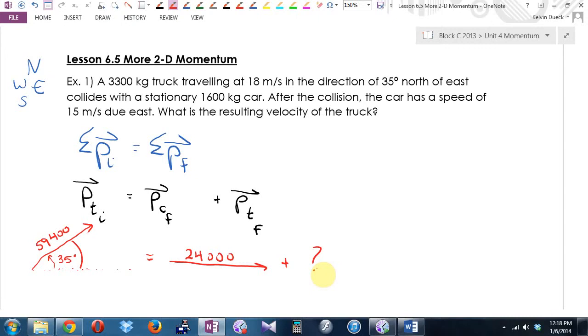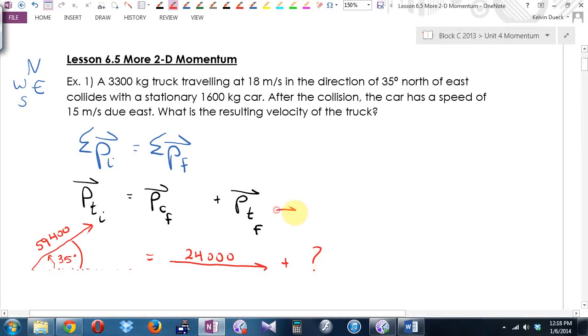How could I find the question mark? How could I get the question mark by itself? Minus the 24,000. I'm going to subtract a vector. How do I subtract vectors? I don't. What do I do instead? In fact, you know what I should have done, I think? What I should have really done is this.